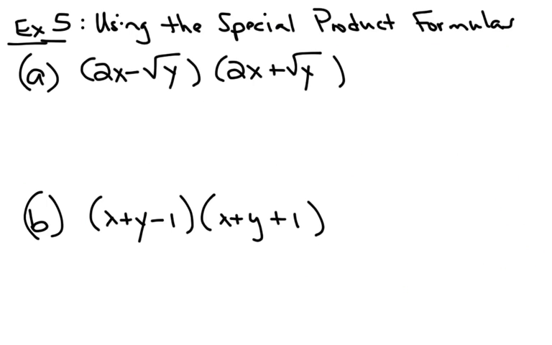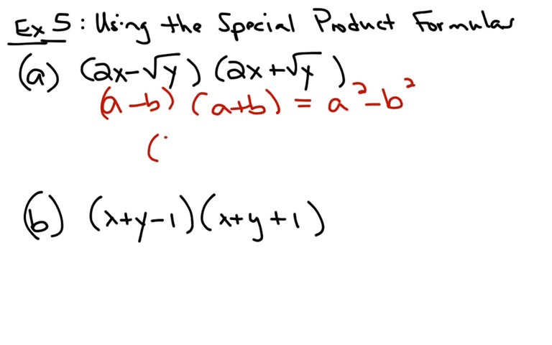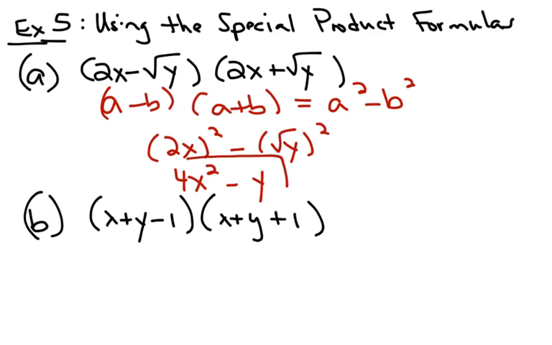Let's use some more special products. In A, I want you to notice that this is the a minus b, a plus b format. Doesn't matter what order it's in. When you multiply it out, you get a squared minus b squared. So you get 2x squared minus the square root of y squared. 2x, when you square it, is 4x squared. And when you square a square root, those are opposite operations. They cancel each other, so you really just get minus y.